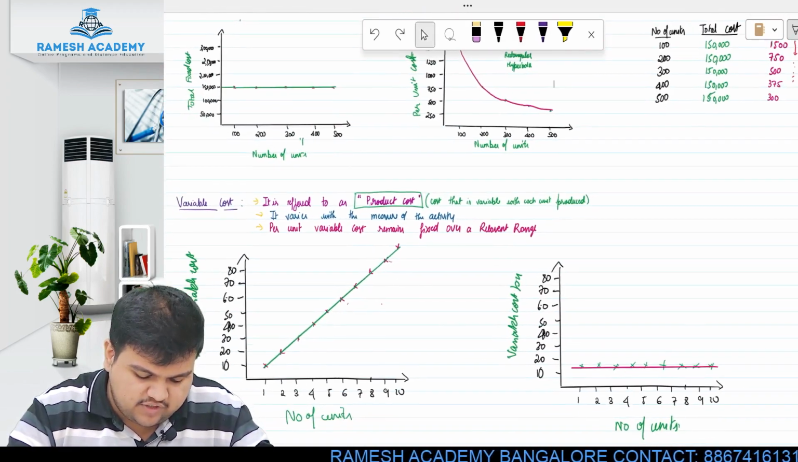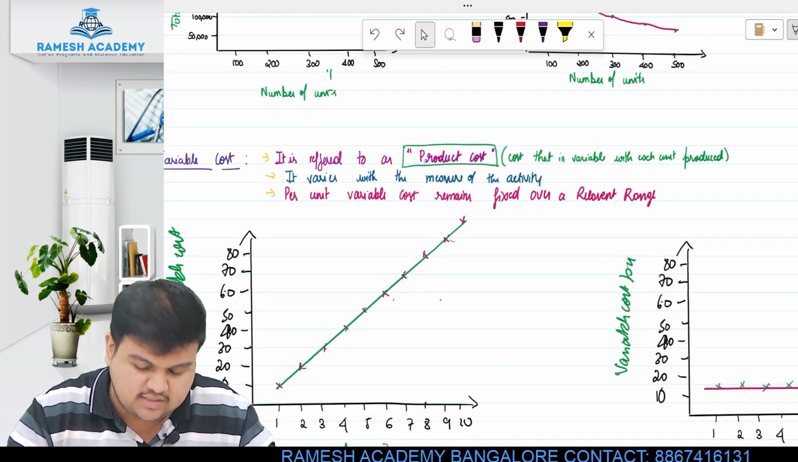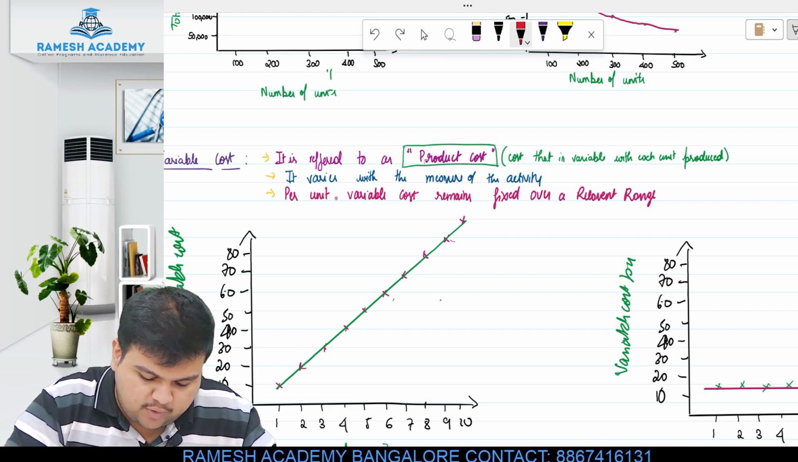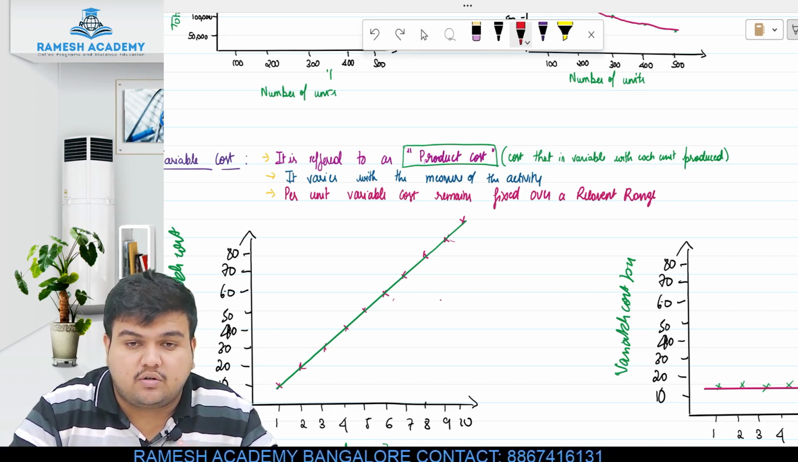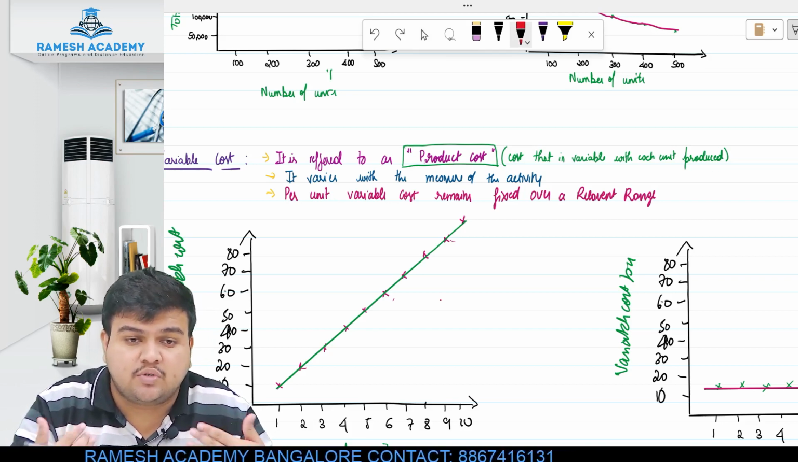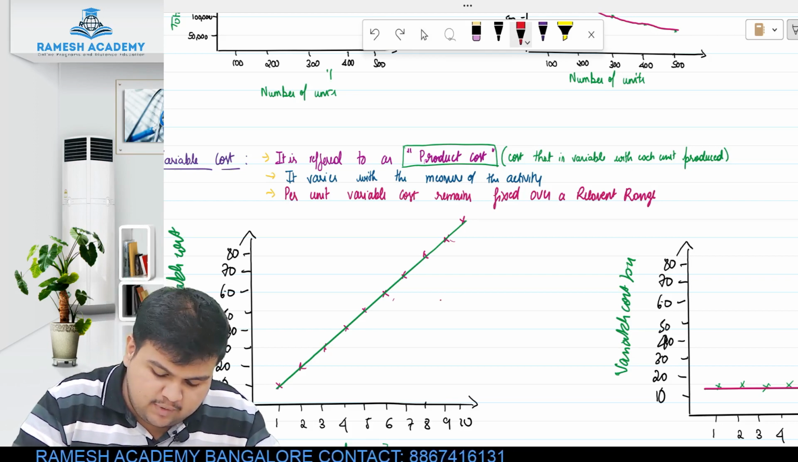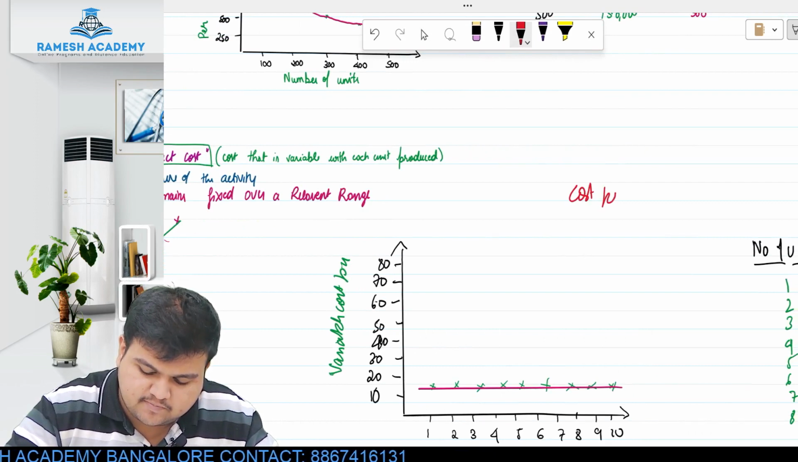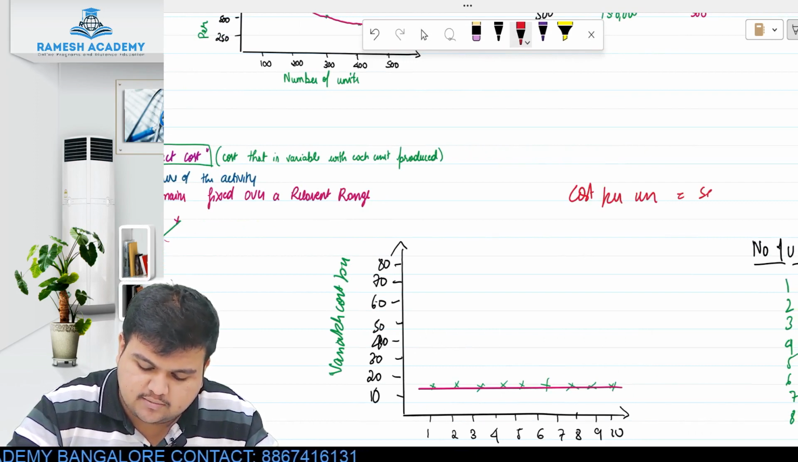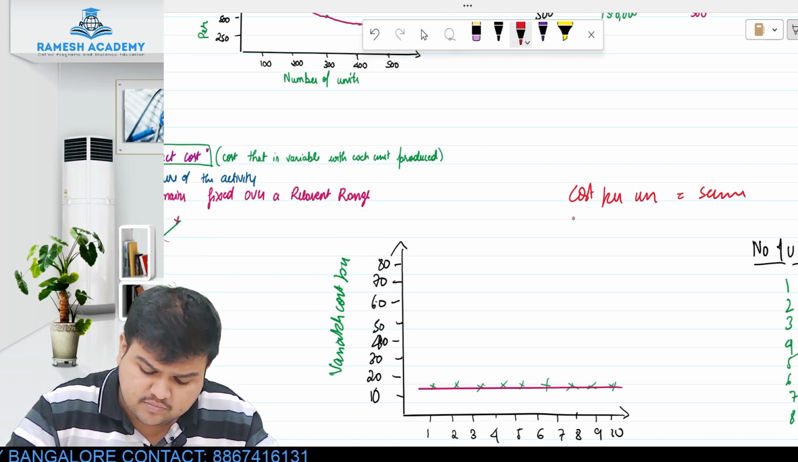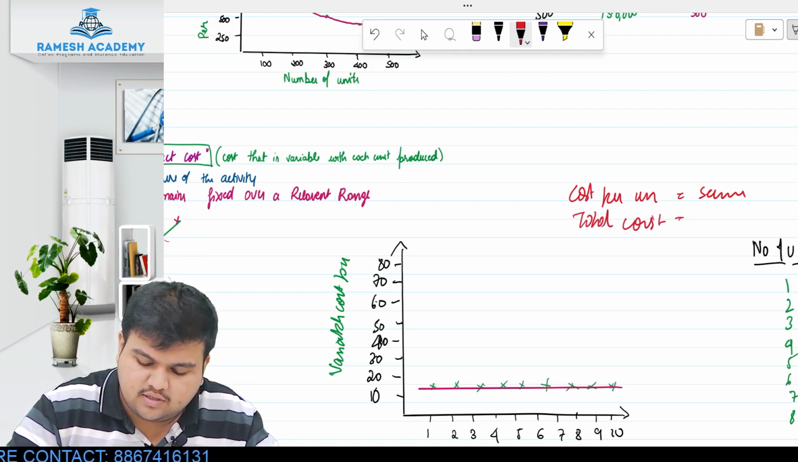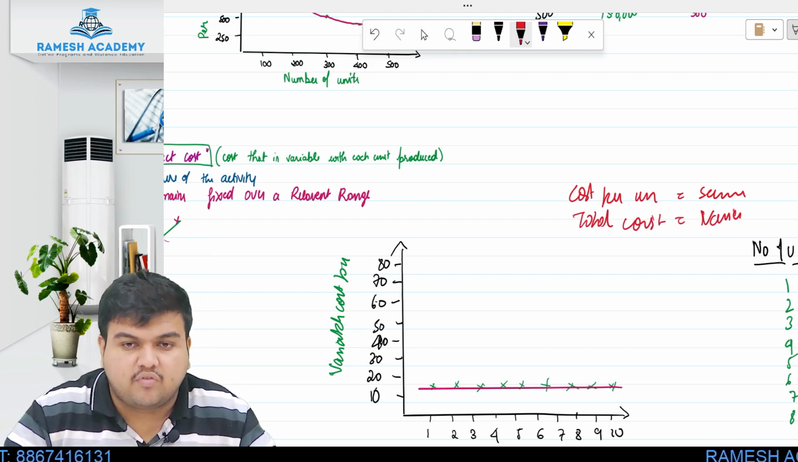So next comes the variable cost. Variable cost is referred to as a product cost. It varies with each unit of product produced, with each unit of activity. In the variable cost, the cost per unit remains same. Per unit is same, but total cost varies with activity, with the volume.